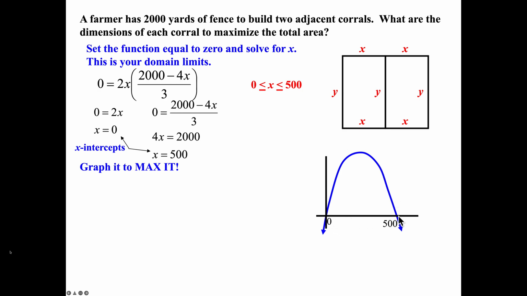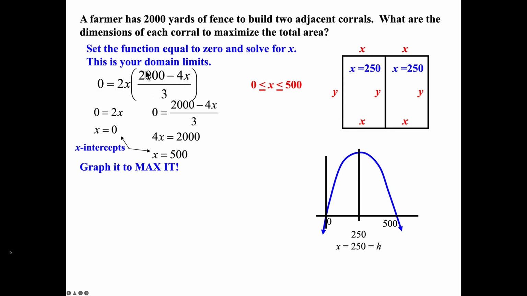These are my two x-intercepts, and then halfway in between is my axis of symmetry, and halfway between 0 and 500 is 250. That's the h, or the x, coordinate of my vertex. Okay, so my x's up here are all 250. So there's, if you will, one dimension of my corral. Now we got to find the y.